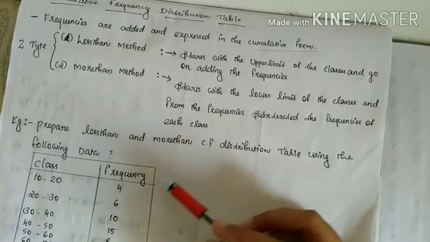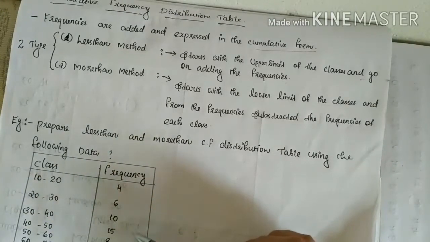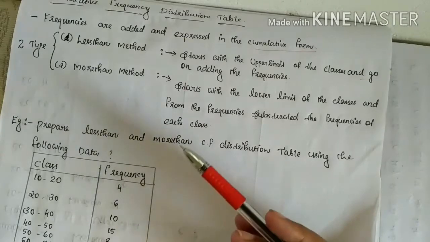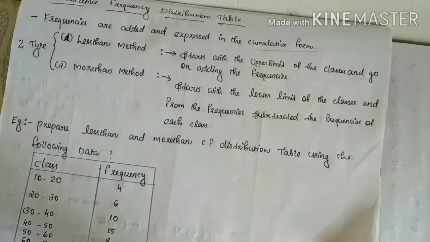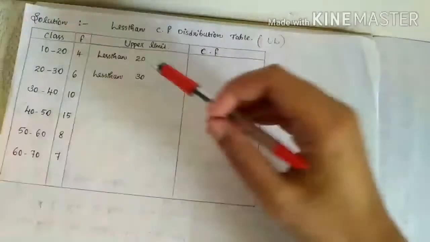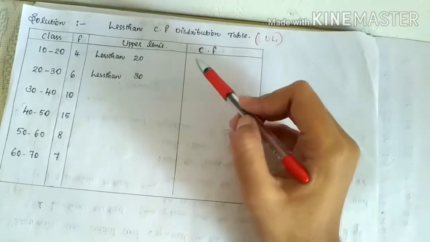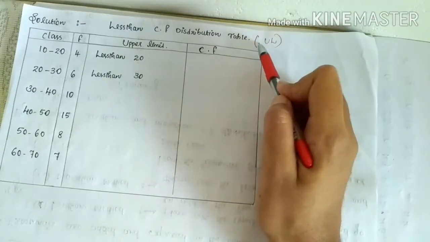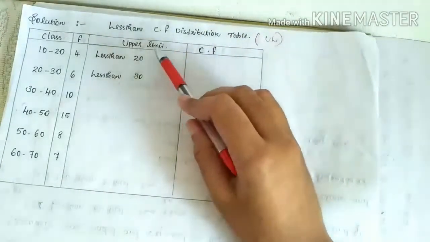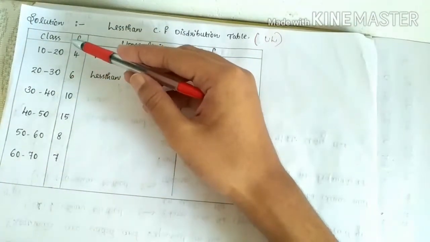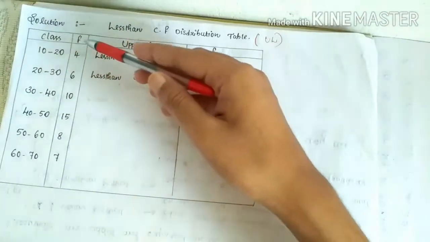Here the classes and frequencies are given in the question. So in this question, we have to construct less than and more than cumulative frequency distribution. First, we have to prepare the less than cumulative frequency distribution table. The less than cumulative frequency distribution table is always related with the upper limit of the classes. So first you have to copy the question here, class and frequencies.